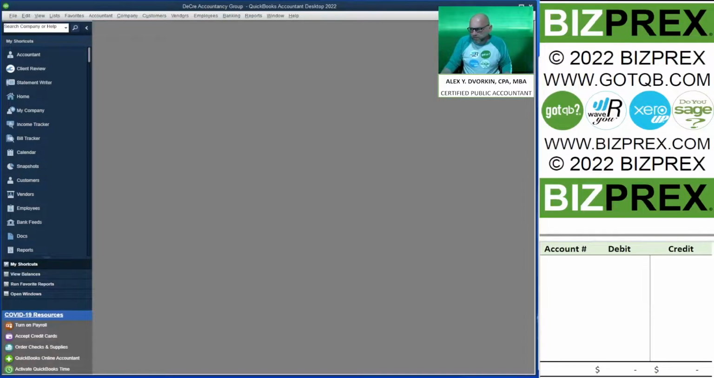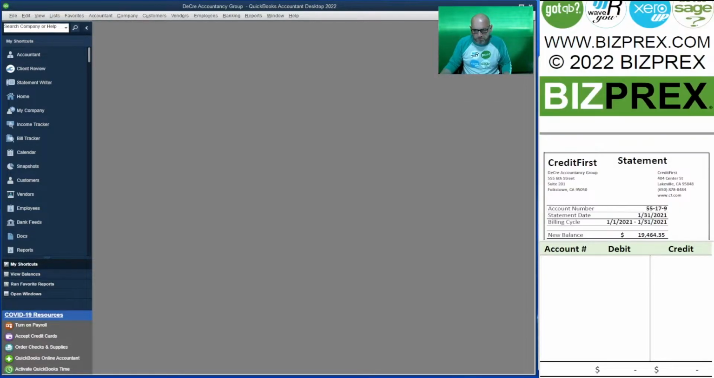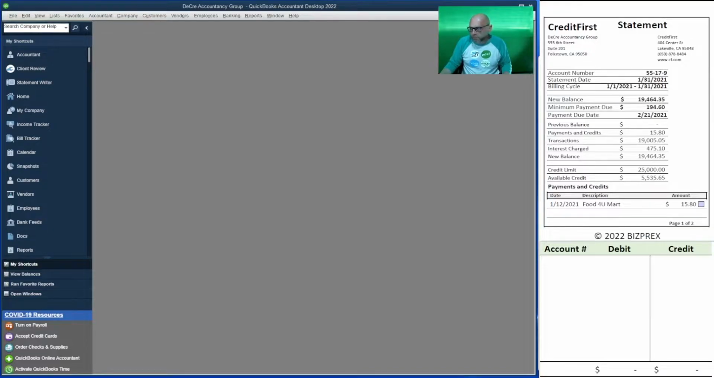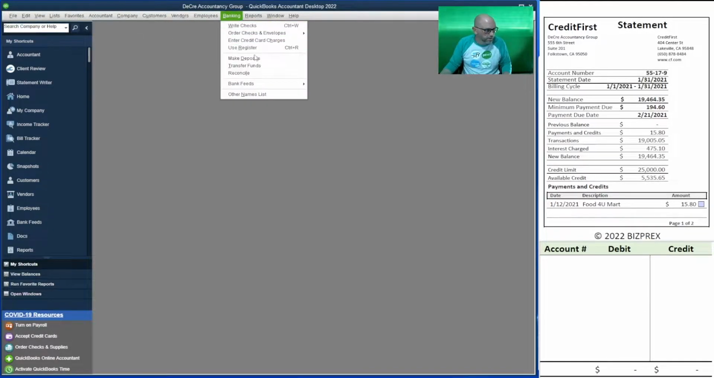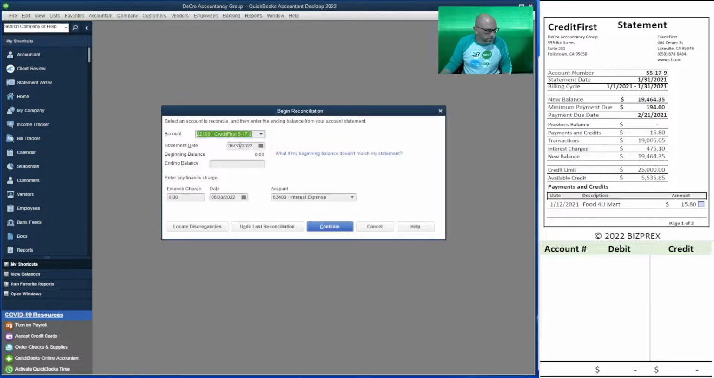Okay, let's go ahead and start reconciliation for the month of January. This way we'll know whether or not we booked everything correctly, the way it is supposed to be. First, we have our statement for the credit card. Let's get going with that. Banking. Again, reconcile, those of us that remember it, right? Okay, let's make sure we make the adjustments to the correct month.